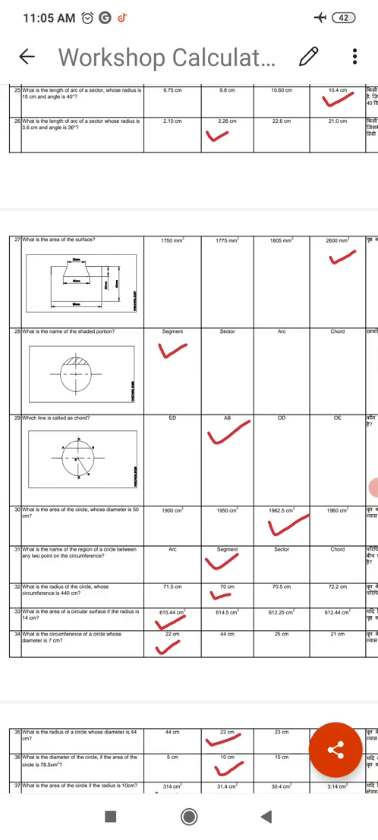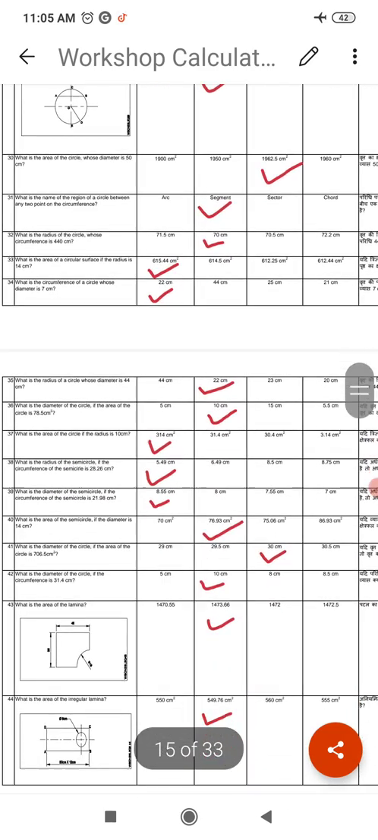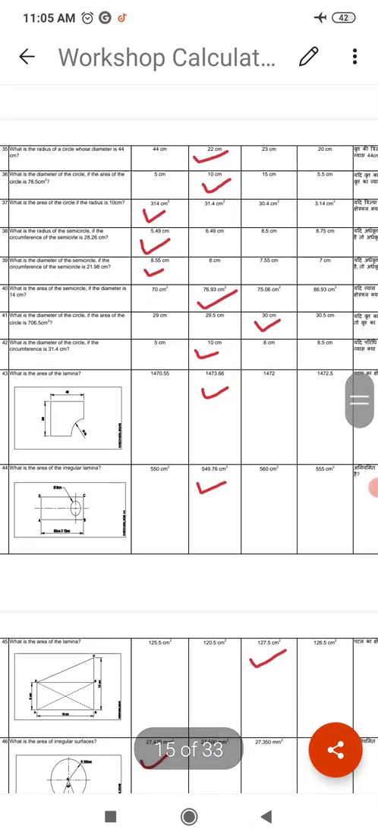Next question, what is the area of a circular surface if the radius is 14 centimeter? Its answer is 615.44 cm square. Next, what is the circumference of a circle whose diameter is 7 centimeter? Its answer is 22 centimeter. Next question, what is the radius of circle whose diameter is 44 cm? Its answer is 22 centimeter. Next, what is the diameter of the circle if its area is 78.5 cm square? Its answer is 10 cm. Next, what is the area of the circle if the radius is 10 centimeter? Its area is 314 cm square.